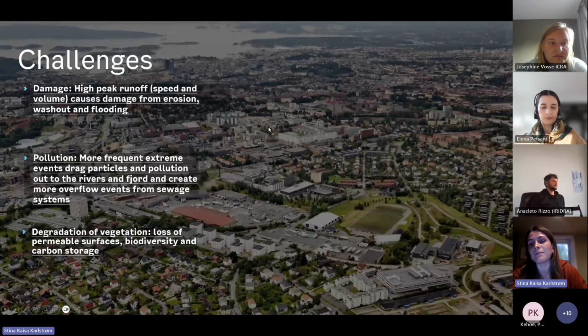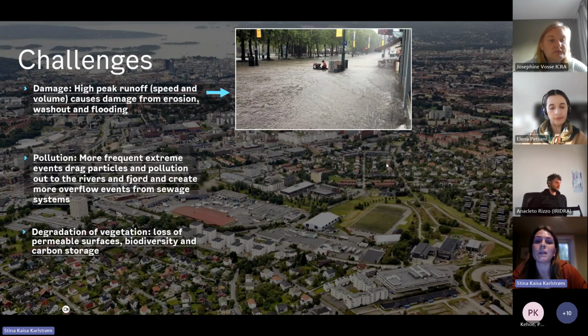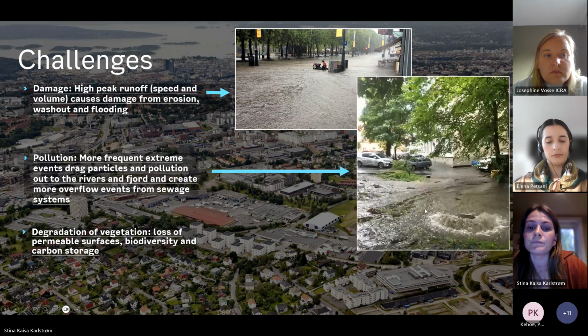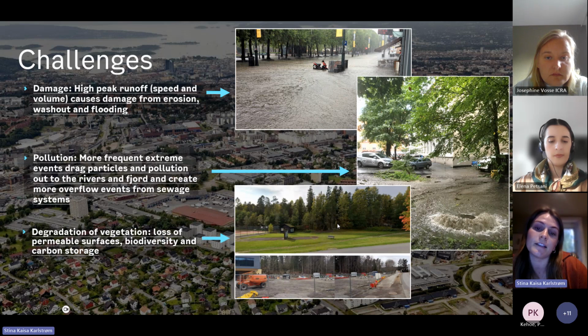And with the compact city development, we face several key challenges in Oslo related to stormwater management. The first one being damage. High peak runoff rates and volumes lead to erosion, washouts, flooding. Second one being pollution. Rain events transport pollutants and particles into rivers and fjords, contributing to sewage overflow, as you can see here. And lastly, degradation of vegetation, because the urban development often reduces permeable surfaces, biodiversity, and carbon storage.